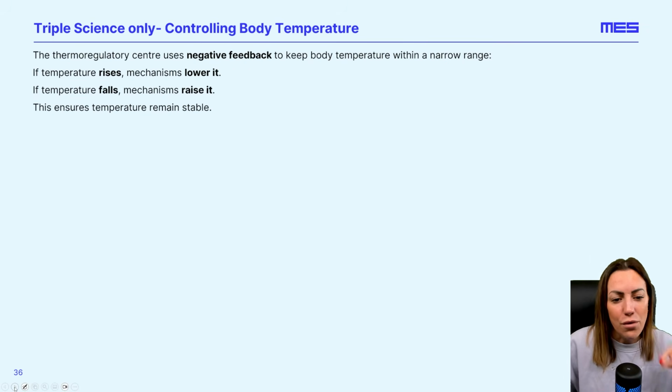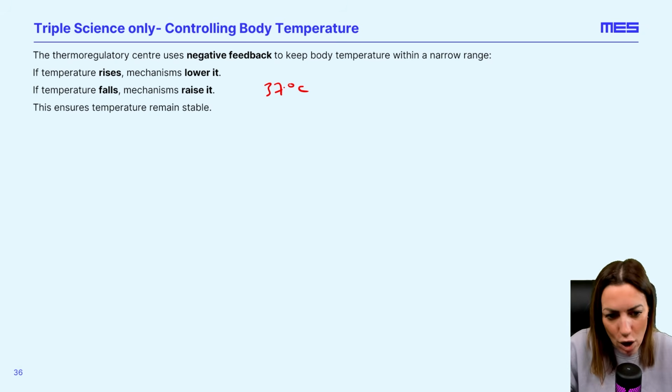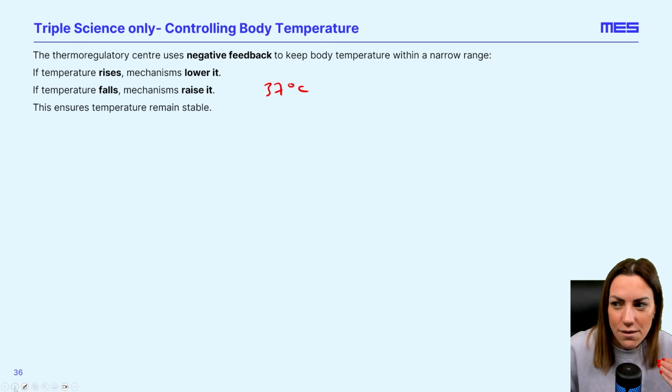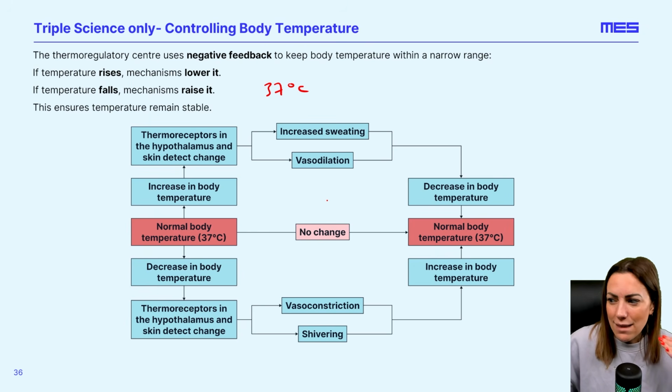So let's go through the stories. Now, the thermoregulatory center uses negative feedback. Remember, that means if the temperature increases, it will coordinate responses to lower it. If the temperature lowers, it will coordinate responses to raise it, to bring it back to normal temperature, which for us is body temperature at 37 degrees C. This ensures that the temperature remains stable, so it ensures homeostasis, a stable internal environment to provide optimum conditions for enzymes and cell functions.